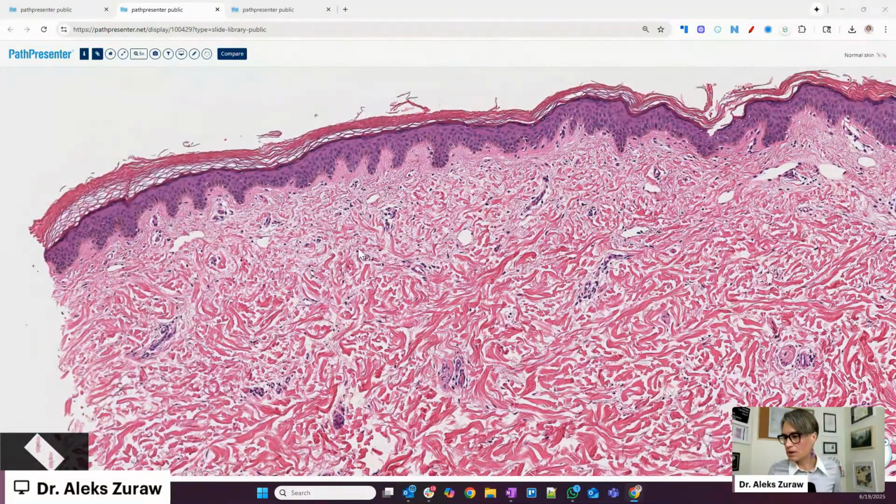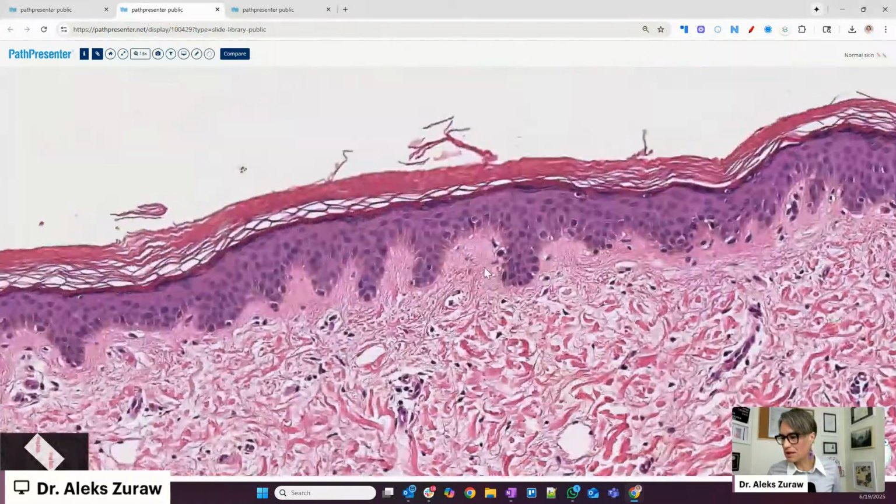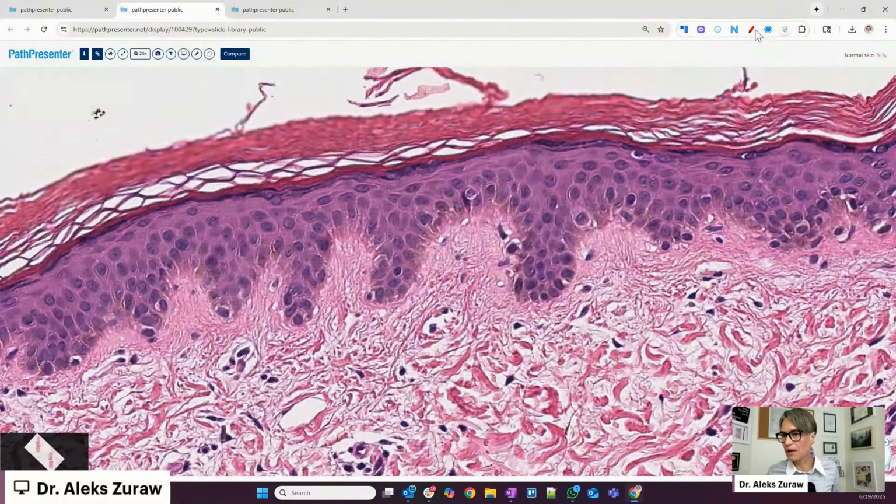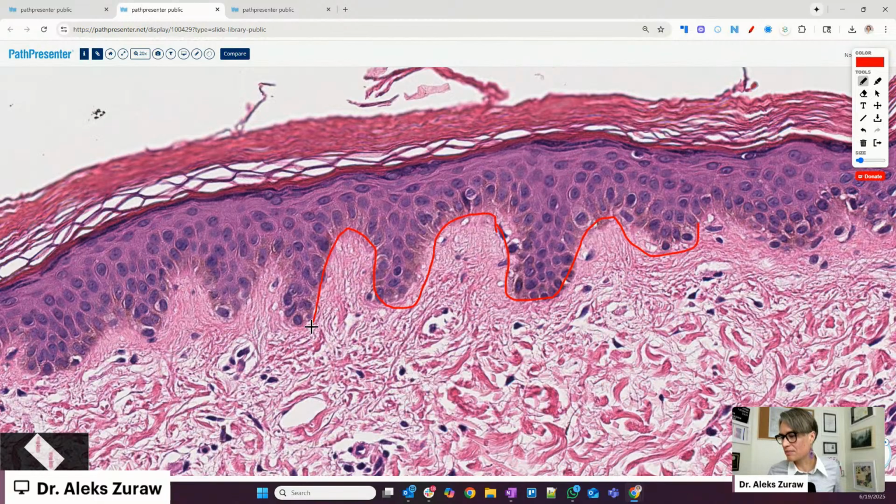We need some protection. Now we go deeper into the dermis. And dermis actually starts already here. Let's say this is our basement membrane, what I'm drawing right now. On the bottom side of the basement membrane is our dermis. On the top side of the basement membrane is epidermis. So now we're looking into dermis.